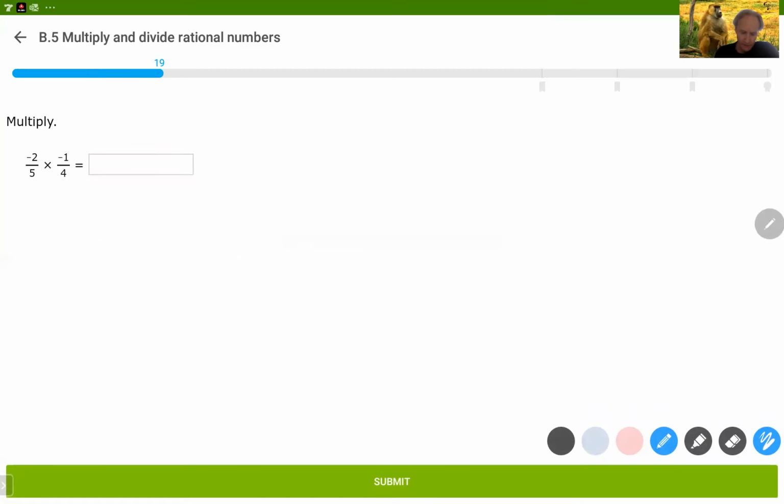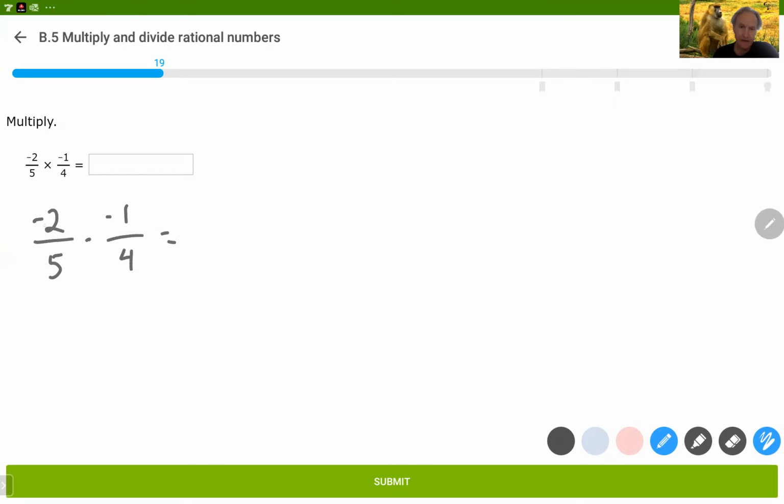Now we've got some negatives. Again, the negatives, I like that they write them in the numerator. A lot of times textbooks put them in the middle, which they really don't belong there. I prefer to use a dot for my multiplication instead of an X. And again, we're going to multiply straight across.